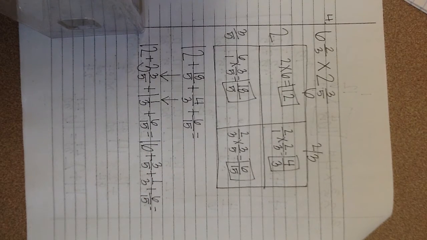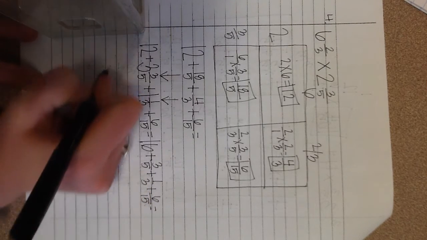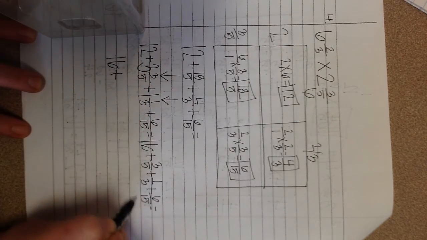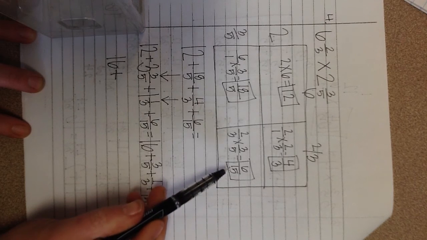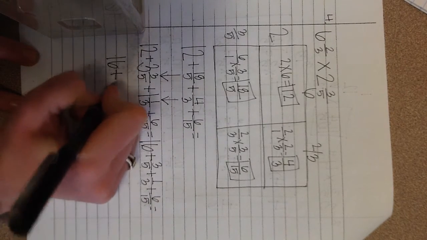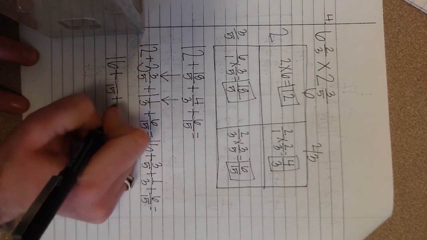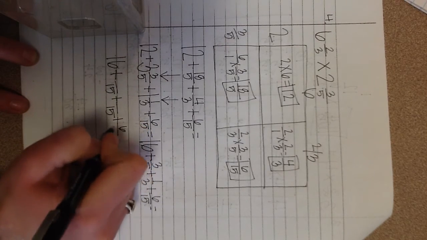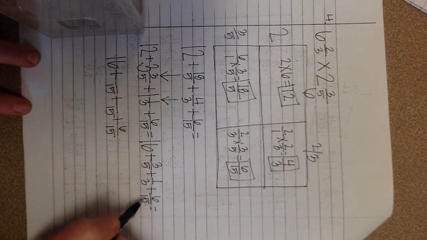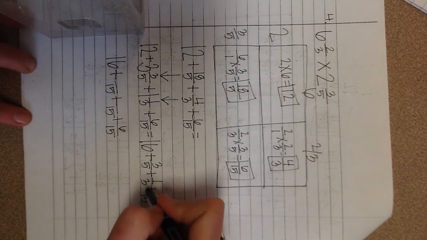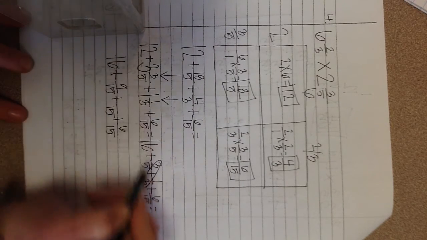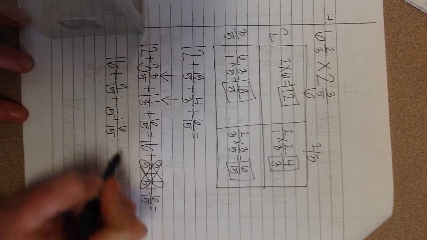Now I can do that butterfly method that I taught you earlier. I know my common denominator is going to be 15 because that's the denominator I got in this box. So something over 15 plus something over 15 plus 6/15. Got 6/15 from right here. I'm going to do the butterfly method now. 3 times 3 equals 9. And 5 times 1 equals 5.